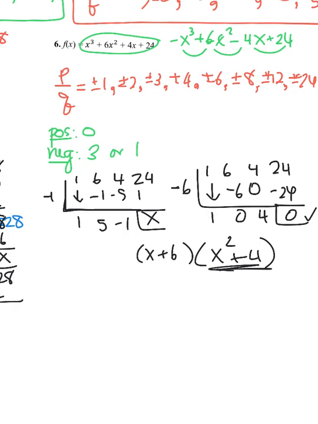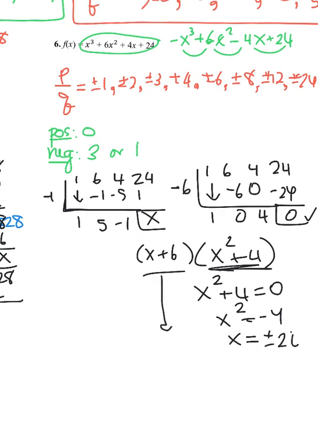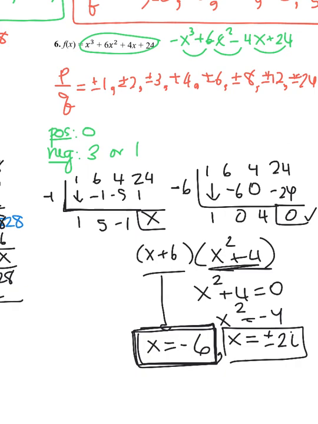So if we wanted to find those roots, we would set that equal to 0 and solve for x. We get plus or minus 2i, and for this one x is equal to negative 6. So technically, since they only want the rational root, this is your final answer, but if it asked you for all the roots, you would include this one. Okay. Let's go ahead and flip to the next slide.